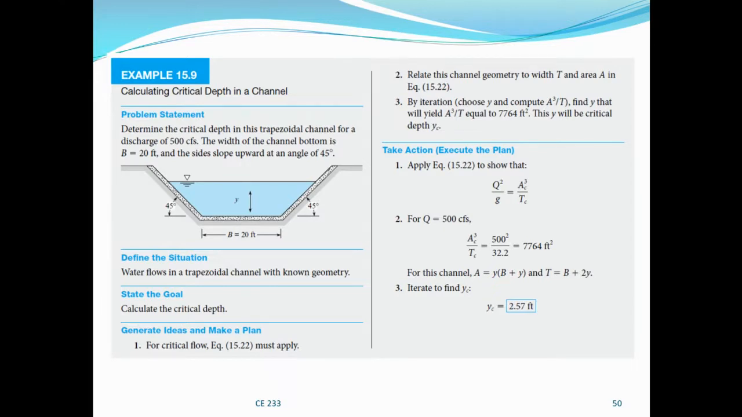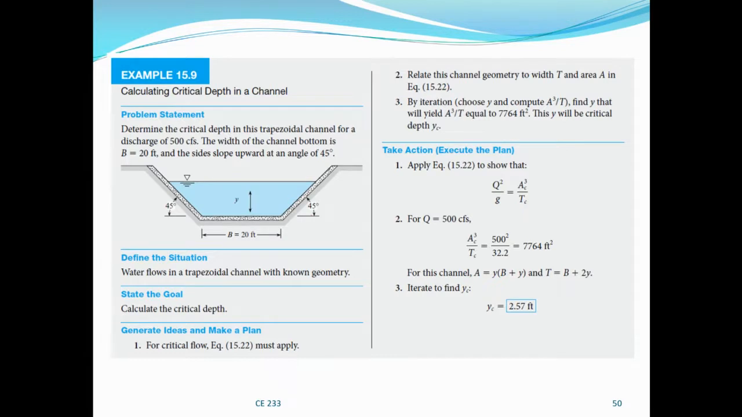So for critical depth in a channel, determine the critical depth in this trapezoidal channel for a discharge of 500 cubic feet per second. The width of the channel bottom is B equal to 20 feet, and the sides slope upward at an angle of 45 degrees. So we want to determine the critical depth.